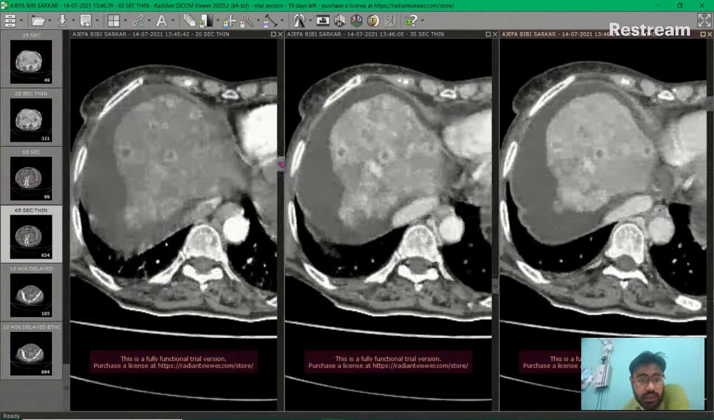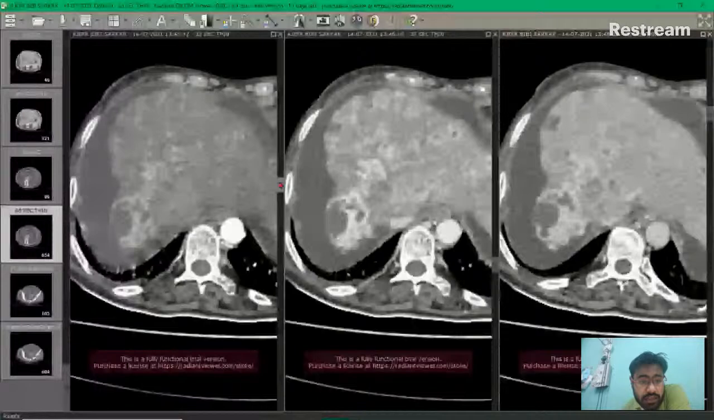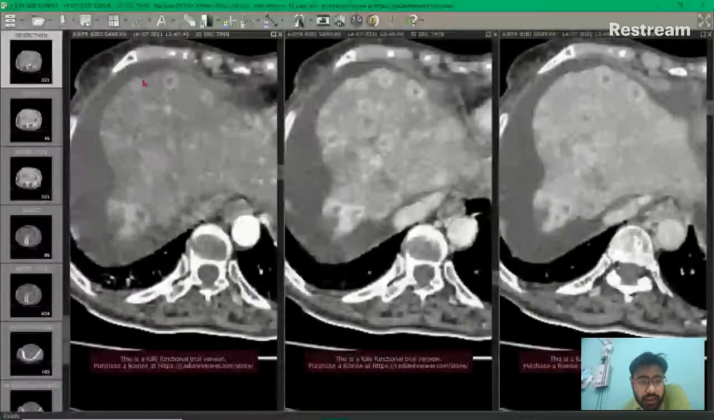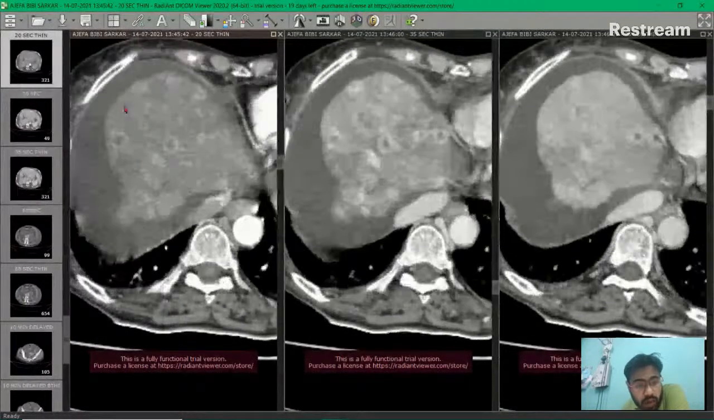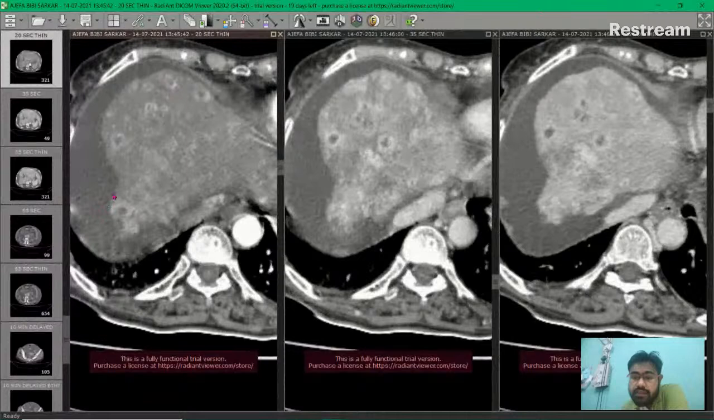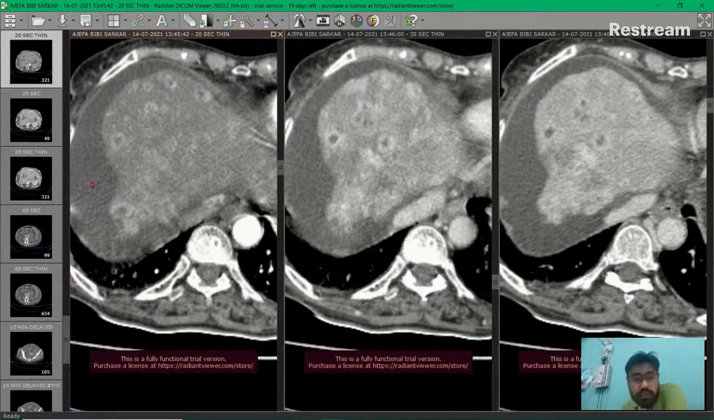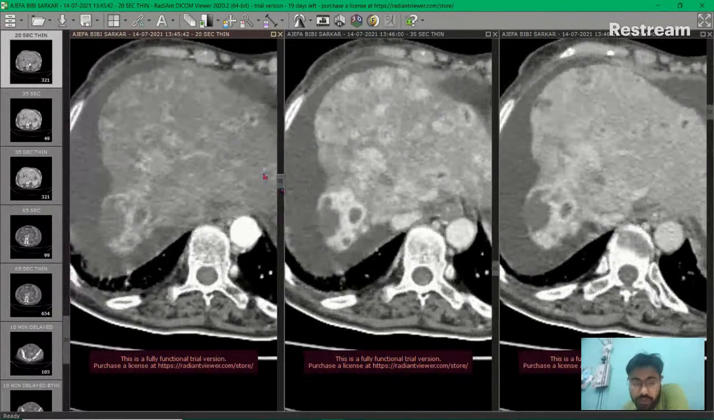Number 2 point, you can pretty well see that the liver margin is not regular. It is quite a bit irregular. Along with that, the patient has ascites also. All this is indicating that there is an underlying chronic liver disease also.